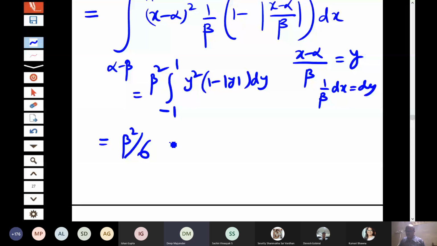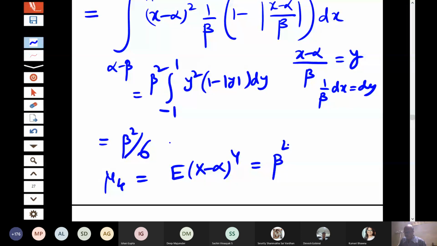Now the fourth one, again you can easily do it. For calculation of the fourth one, it is expectation of (x minus alpha) to the power 4, isn't it? So again it will be extremely simple because it will be beta to the power 4 times the integral from minus 1 to 1 of y to the power 4 times 1 minus mod y dy. So you can easily evaluate it. So anyway, I am not writing down the calculation here.